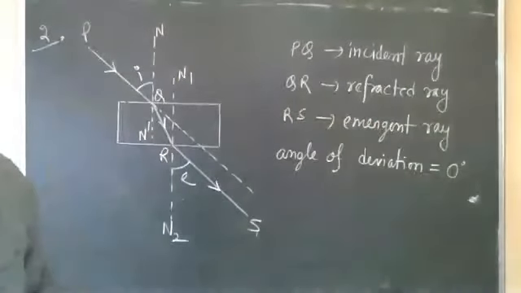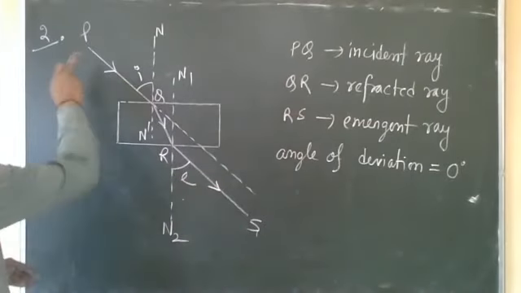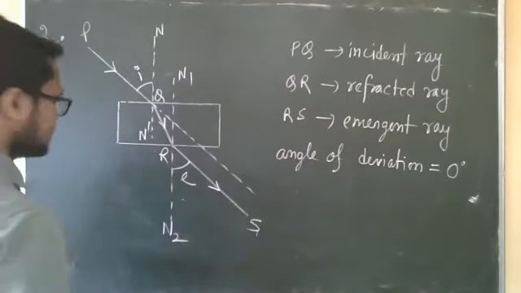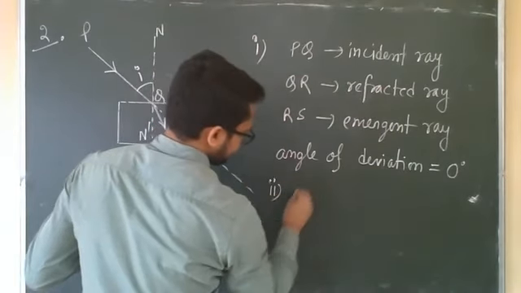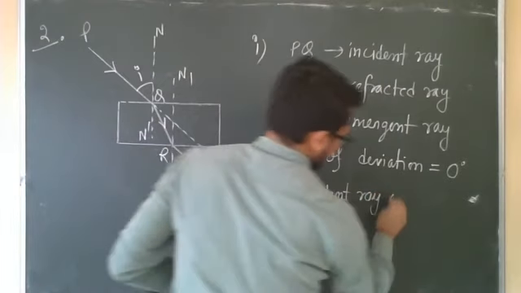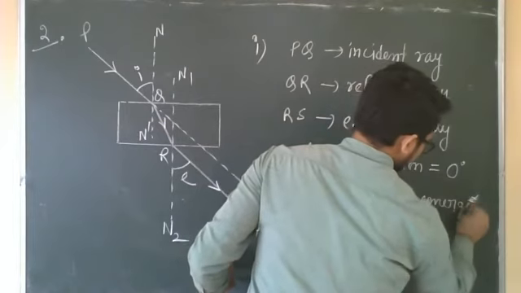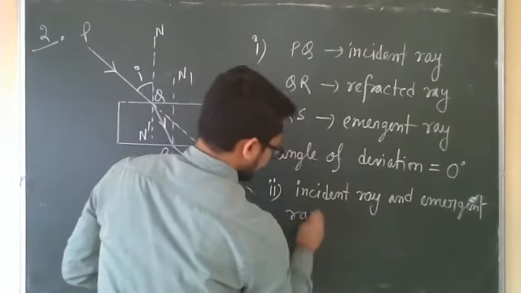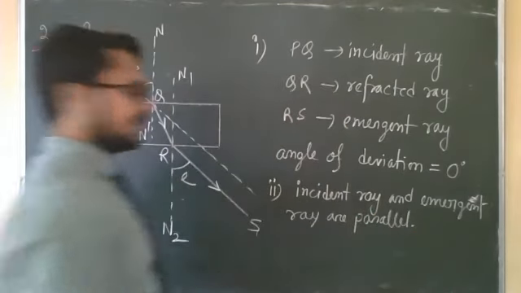Then for the second part, in what way the direction of the emergent ray in the two cases differs with respect to the incident ray. Here, the emergent ray is parallel to the incident ray. This is the whole thing for question number 1. Question number 2: the incident ray and emergent ray are parallel.